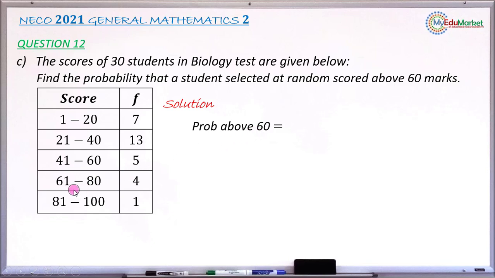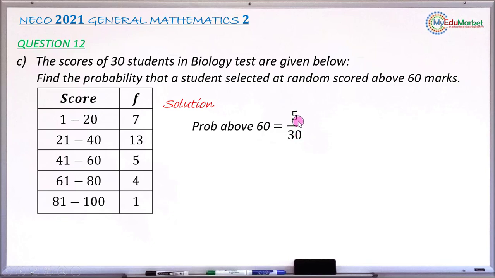From this table, I can see 61 to 80 was scored by 4 students, and 81 to 100 by 1 student. So there are 5 students altogether that have marks higher than 60, out of the 30 students. So the probability of getting a student that has marks above 60 will be the number of students with marks higher than 60 divided by the total number of students. So that gives 5 over 30, where 5 is the number of students that have marks higher than 60, divided by the total number of students.